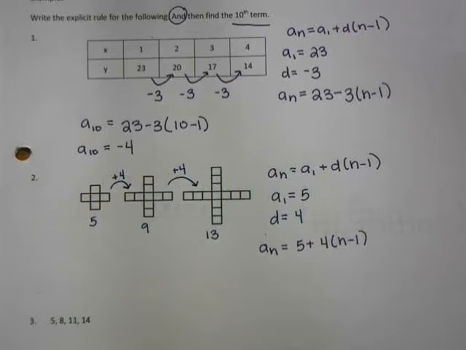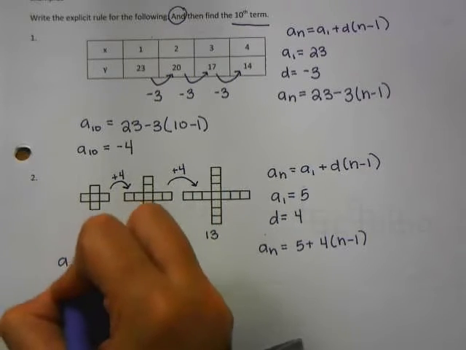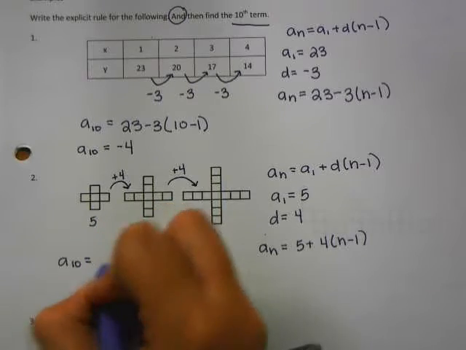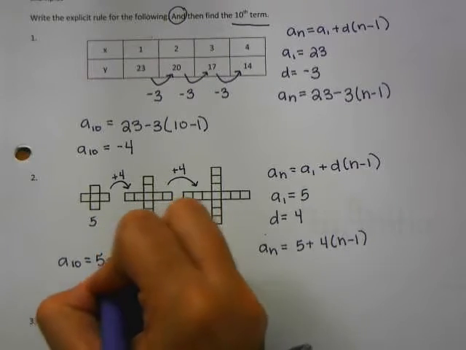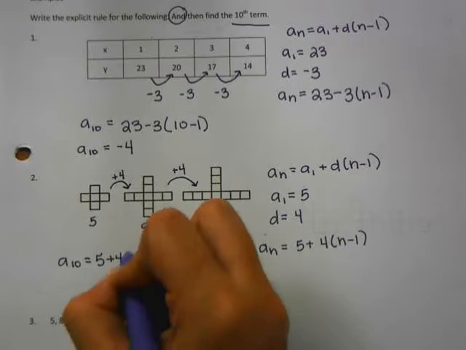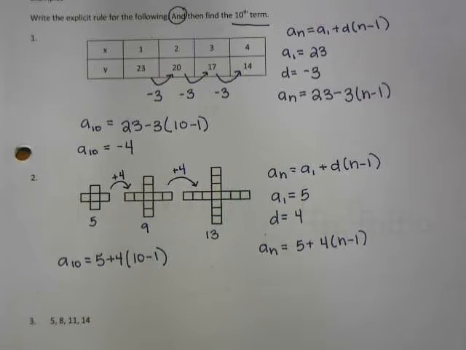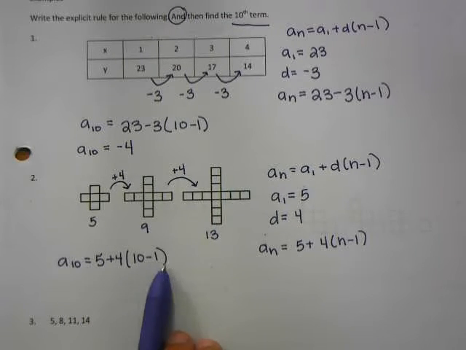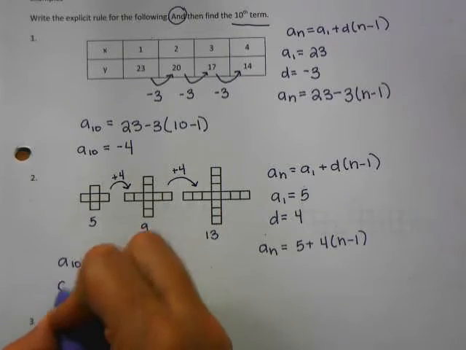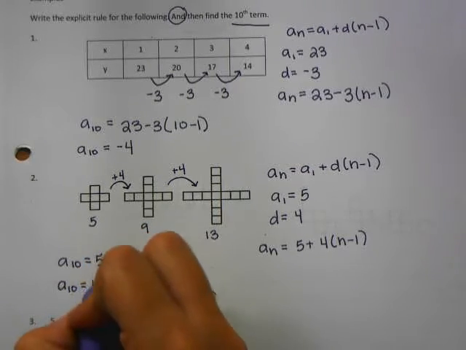Okay? And then we cannot forget that we have to find our a10. So a10 equals 5 plus 4, and then I'm going to plug in 10 for n, and then subtract 1. I'm going to type this into my calculator just as I see it. So 5 plus 4, parentheses, 10 minus 1, close parentheses. So a10 equals 41.